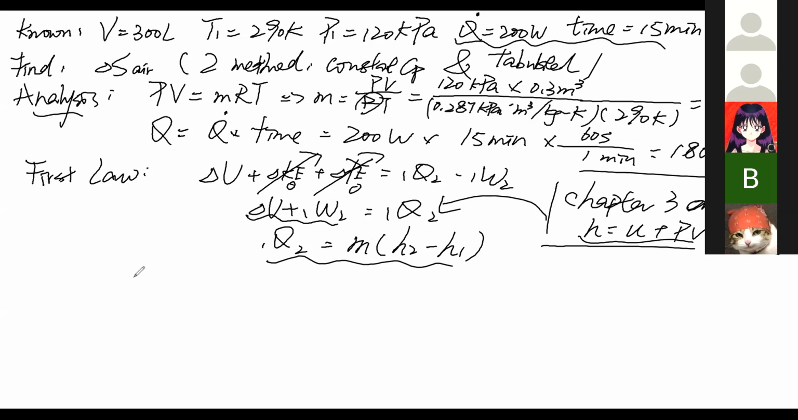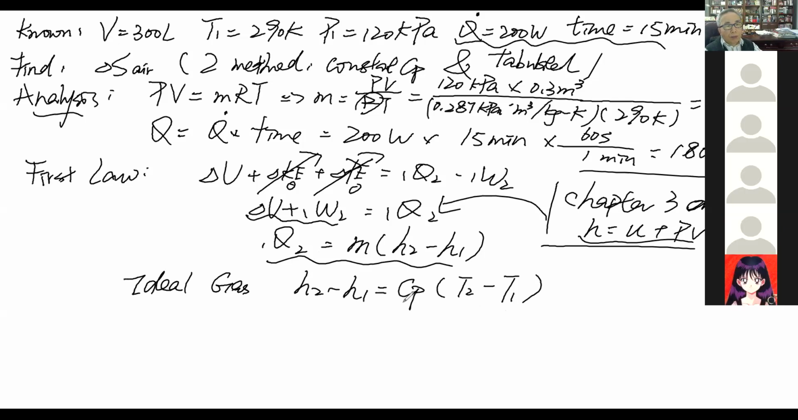So, for an ideal gas, H2 minus H1 is Cp times T2 minus T1. This is also an equation from chapter 3, only for ideal gas. Y'all can go ahead and look at it. And Cp is a constant which we can find in table 8.5. I got Cp for air is 1.004.